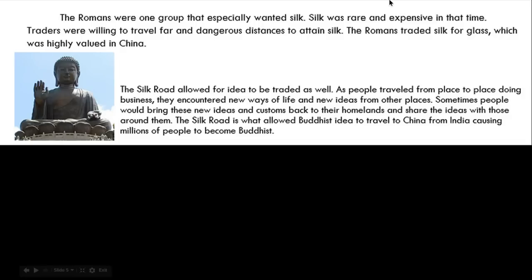The Silk Road allowed for ideas to be traded as well. As people traveled from place to place doing business, they encountered new ways of life and new ideas from other places. Sometimes people would bring these new ideas and customs back to their homelands and share the ideas with those around them. The Silk Road is what allowed Buddhist ideas to travel to China from India, causing millions of people to become Buddhists. So what you're going to do now is answer the questions on the map using this passage.